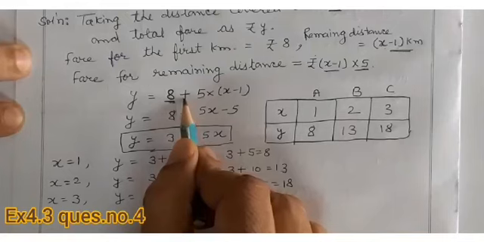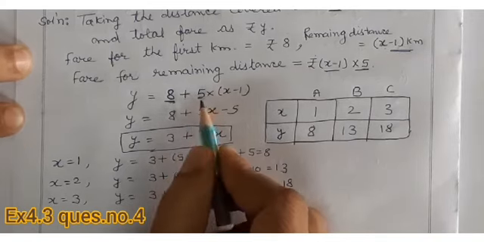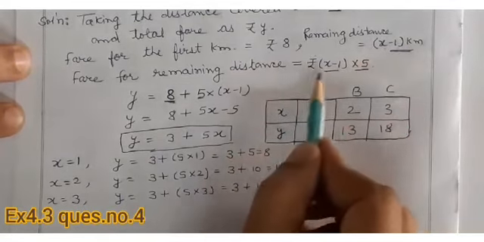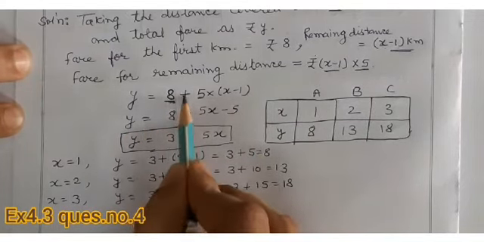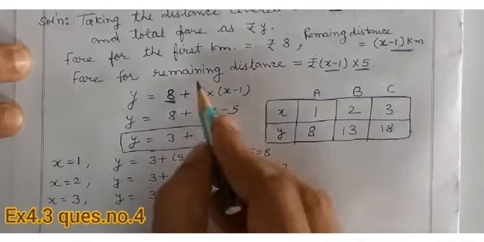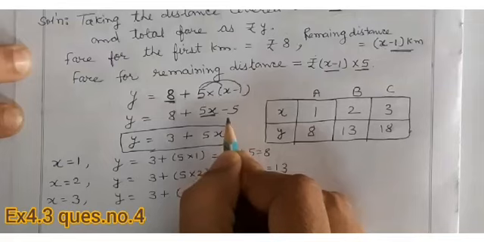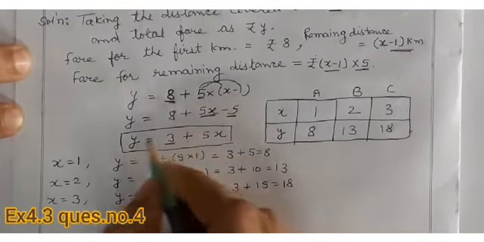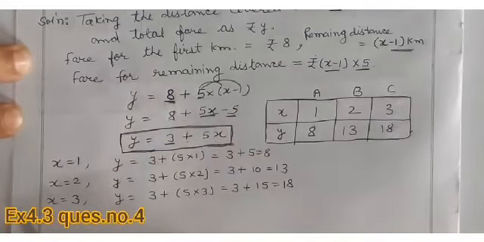Now come on, plus the amount for the other subsequent distance, this is 5. And how much remaining distance? That we know, we got it here, x minus 1 kilometer. So you have to multiply 5 into x minus 1. Then y as it is, 8 as it is, plus 5. Then use your distributive property, 5 into x, this is 5x. Then minus 5. Then 8 minus 5 is 3, plus 5x. So this is the equation, a linear equation in two variables.